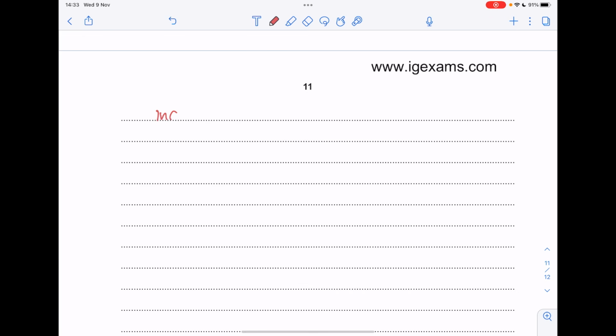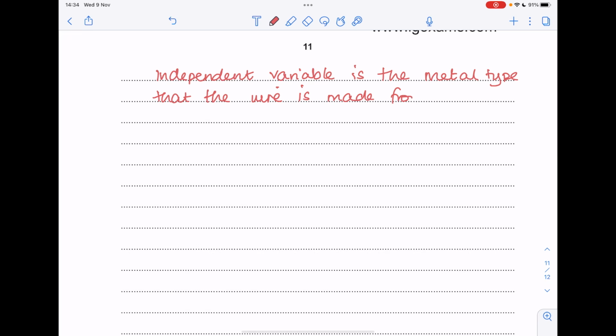Your independent variable, this will help list your simple method that they've asked for, is the metal type that the wire is made from. E.g. nickel, copper, iron, zinc, magnesium.